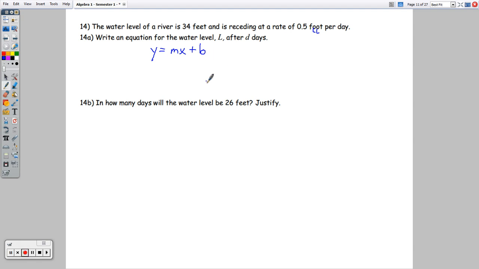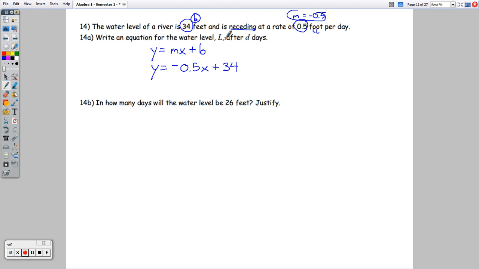B is what you're starting at, and then your m is what you're increasing or decreasing by. That's your slope. So this is like my b value, and it's receding at 0.5 feet a day. So receding means you're subtracting. So this is going to be your m, but it's going to be negative 0.5. If you think of it like that, you have y equals negative 0.5 x plus 34.